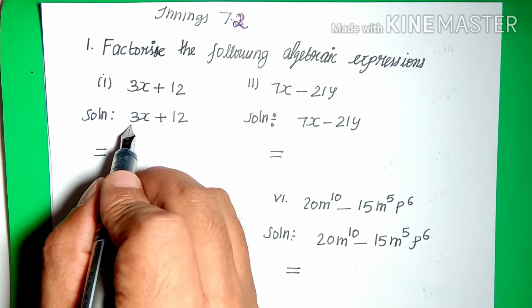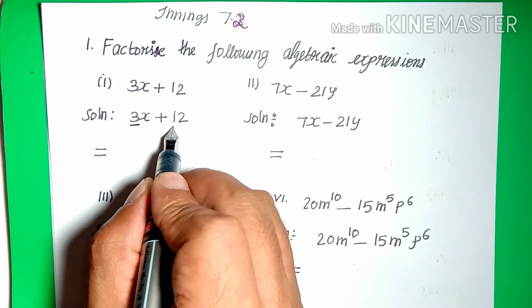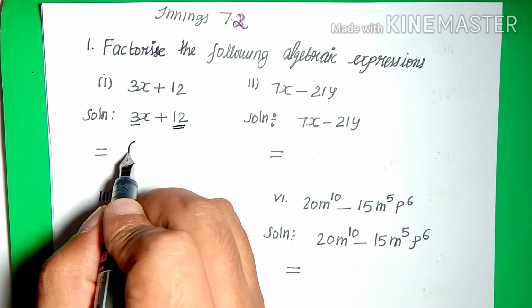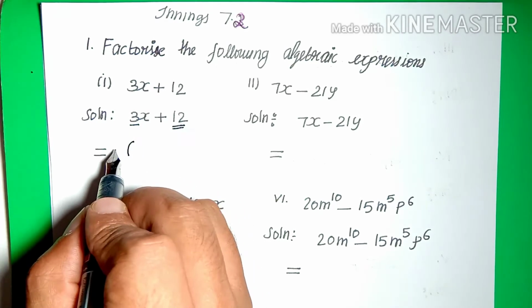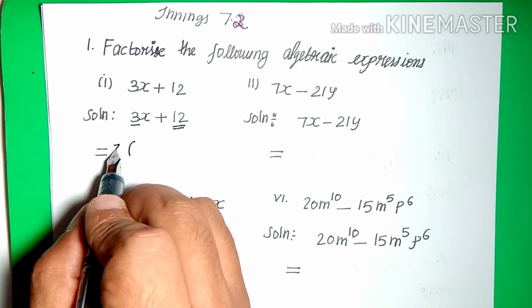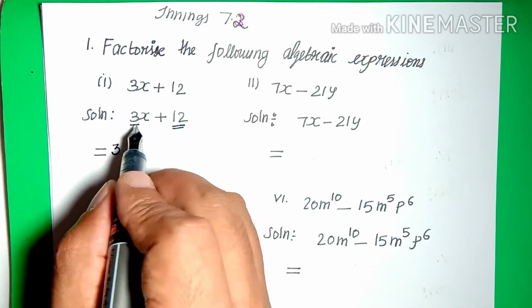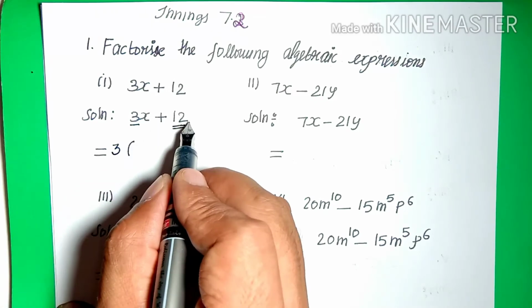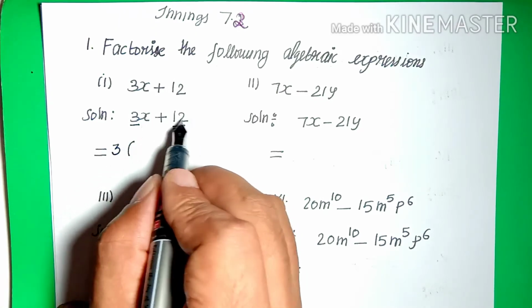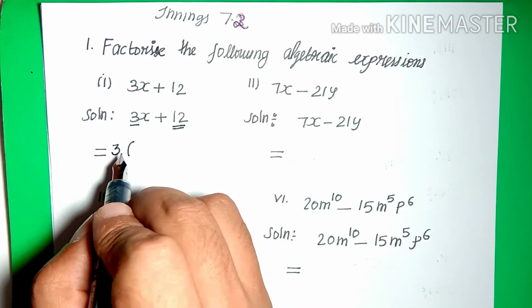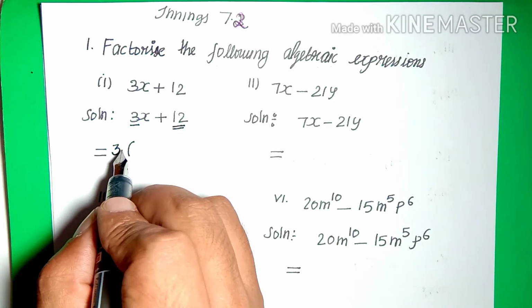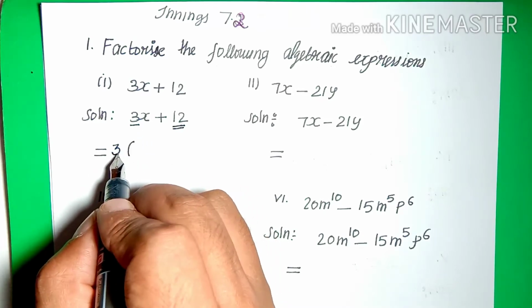So let's have a look at the constant values. 3 and 12, both are divisible by which table? Yes, the highest is 3. So we take 3, the highest common factor from these two terms. Apart from that, there is the variable x in one term and none in the other, which means we can't take the letter x as the common factor. So the highest common factor will be 3. After that, we divide.